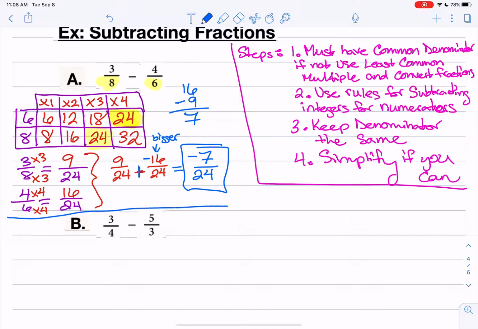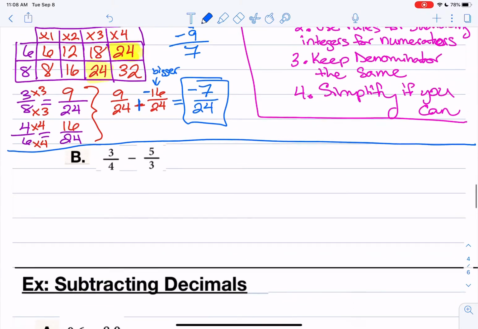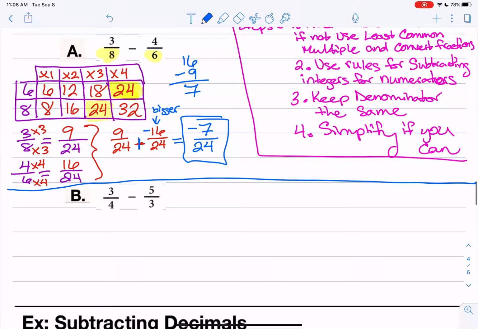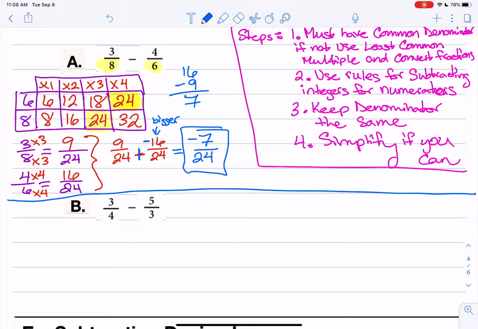I'm going to go ahead and draw a line, splitting it up so we don't get confused. And now I have negative 3/4 minus 5/3.